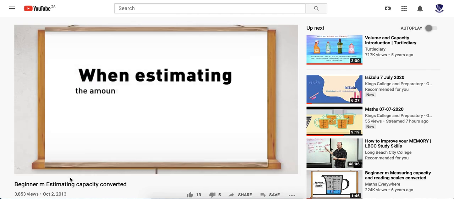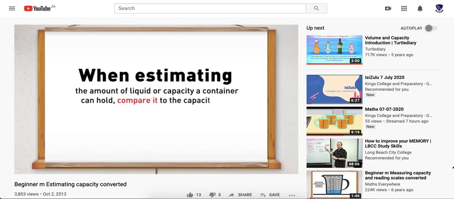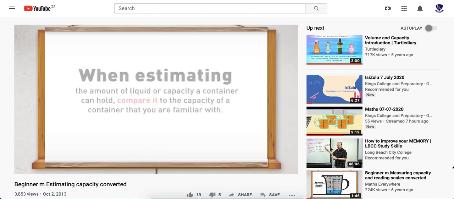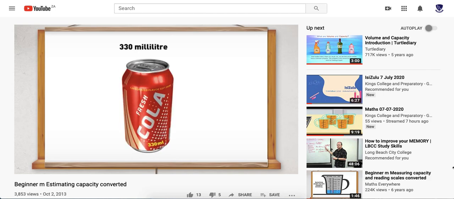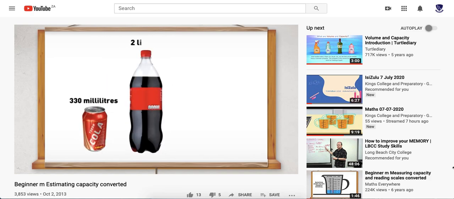When estimating the amount of liquid or capacity a container can hold, compare it to the capacity of a container that you are familiar with. For example, a small can of cola usually contains about 330 millilitres. A large bottle of cola is usually about 2 litres. A teaspoon can hold about 5 millilitres.